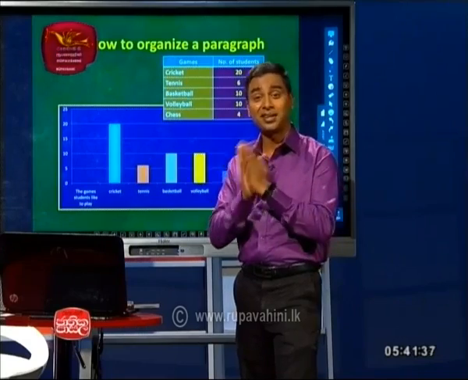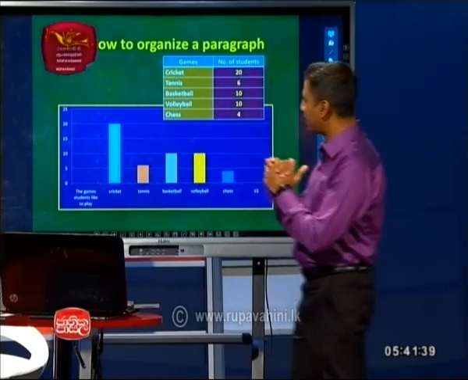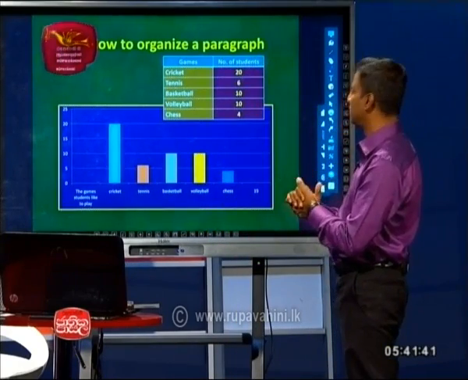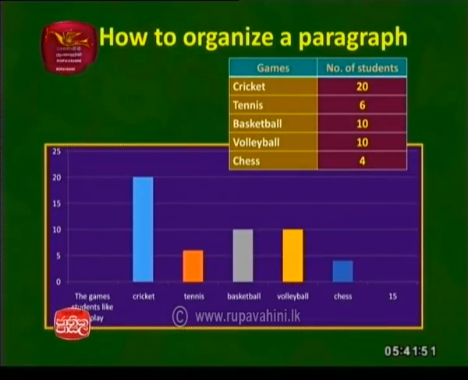Now we are going to practice how to write these paragraphs about these charts and pie charts and Venn diagrams. So we'll start like this. How to organize a paragraph. Now you can see the information on a table. 20 students like to play cricket, 6 students like tennis, 10 students like basketball, an equal number likes to play volleyball, and few students like chess.